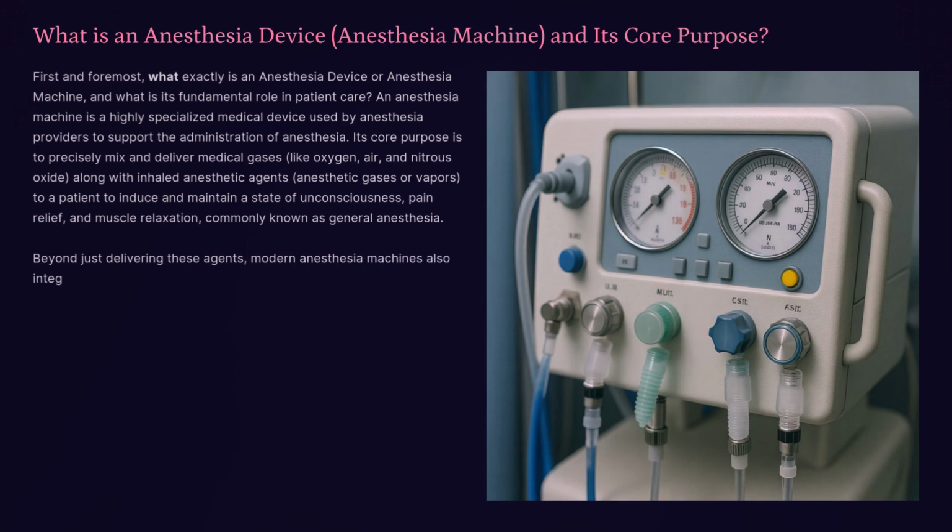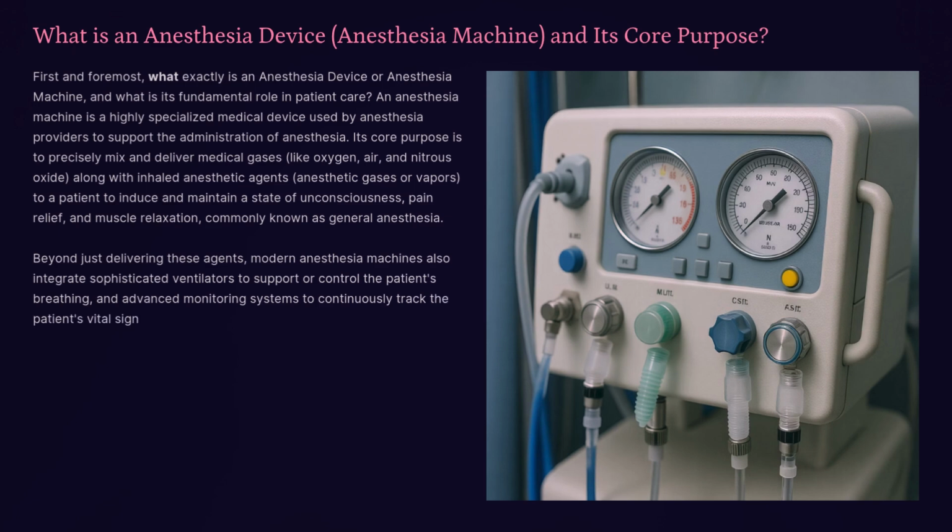Beyond just delivering these agents, modern anesthesia machines also integrate sophisticated ventilators to support or control the patient's breathing and advanced monitoring systems to continuously track the patient's vital signs. Essentially, it's a life support station that allows surgeons to perform complex procedures safely and humanely.